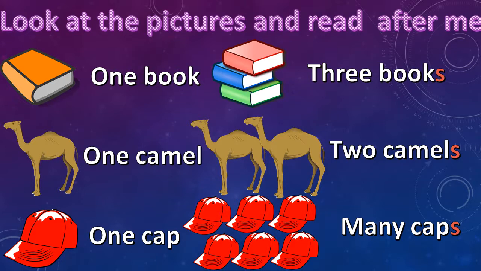One book. Three books. One camel. Two camels. One cap. Many caps. Let's do it again. One book. Three books. One camel. Two camels. One cap. Many caps.